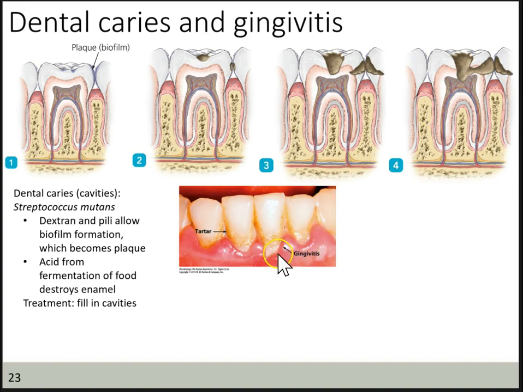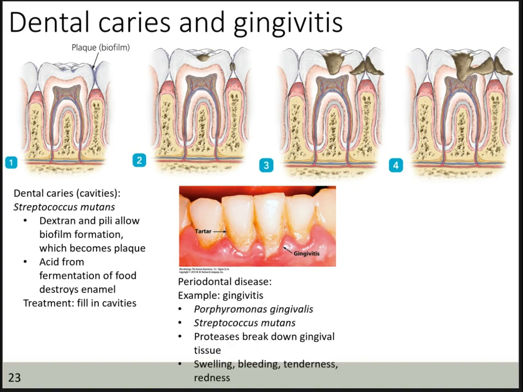You can also get gingivitis, which is the swelling of the gums. It's often found in mouths that have a disrupted microbiota. And this is also referred to as periodontal disease. Microbes that can cause this include Porphyromonas gingivalis and Streptococcus mutans. In this case, there are proteases that break down the gingival tissue.